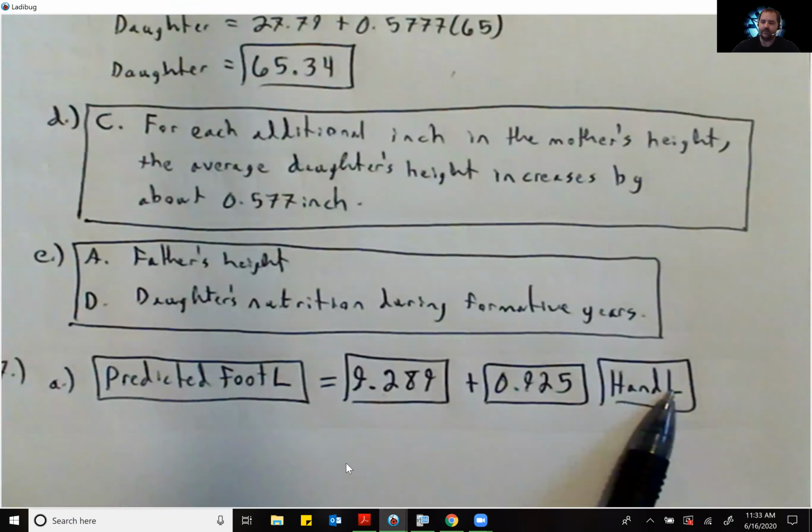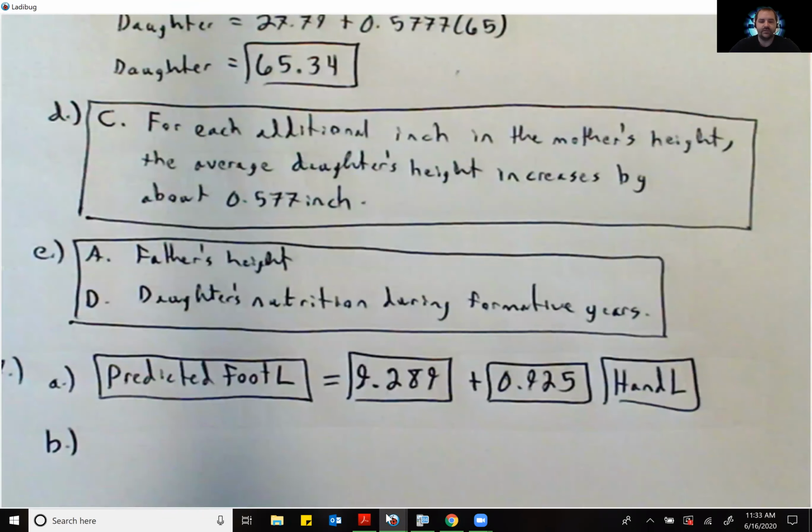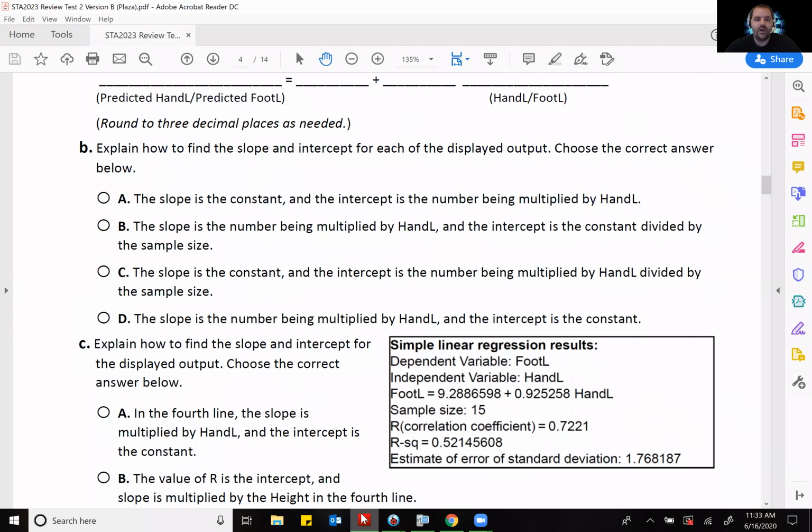All right, part B. Again, part B goes to explain how to find the slope and the intercept for each display output.